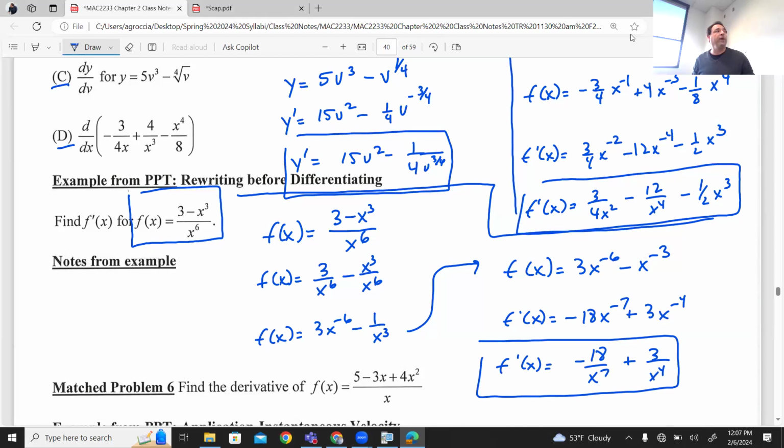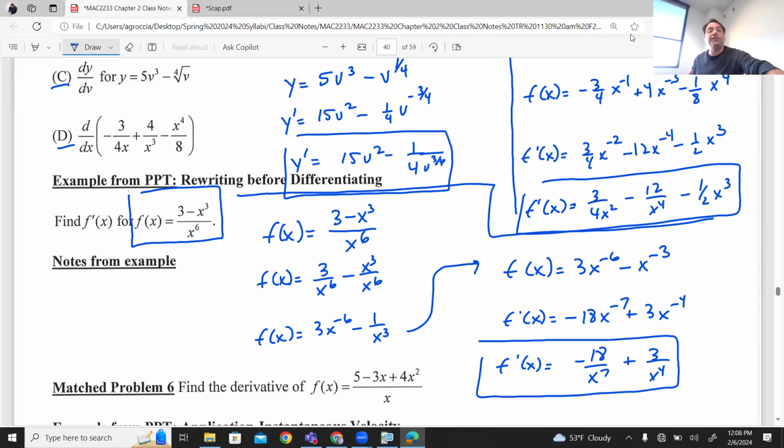Okay, now at this point, you've seen derivatives all different ways. I'm just exposing you to what if you have to rewrite it, what if you don't, what if you have a negative, what if you have a fraction, what if you have a decimal. You've seen it all now, right? There's still more to learn later on for more techniques, but as far as this stuff, you've kind of seen it all.